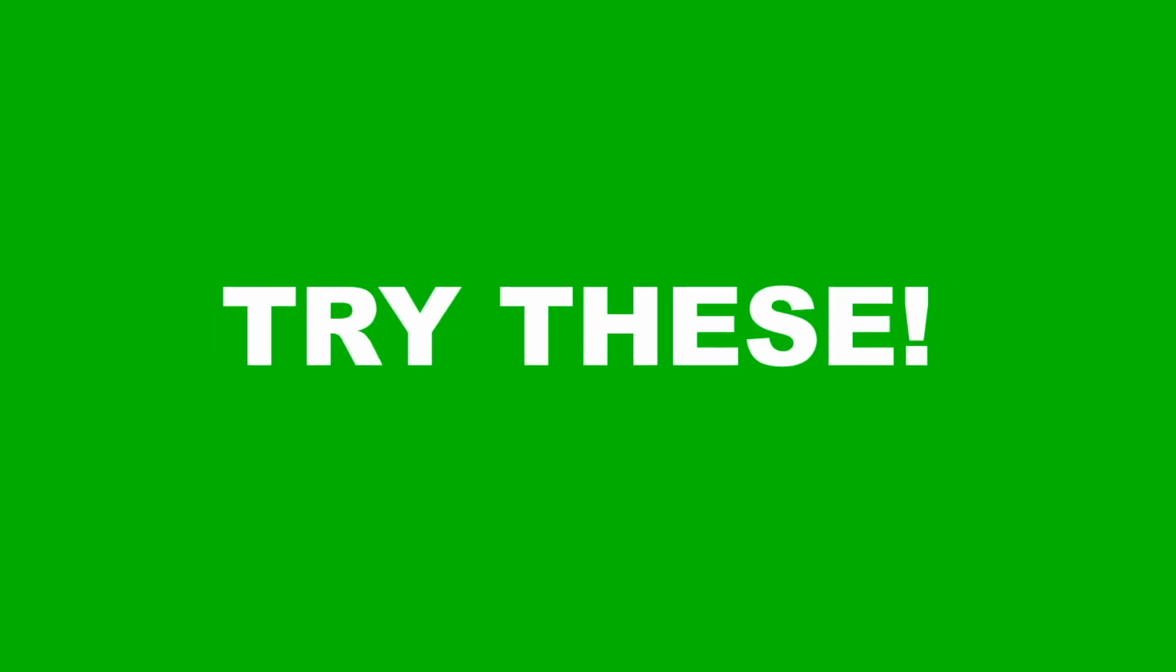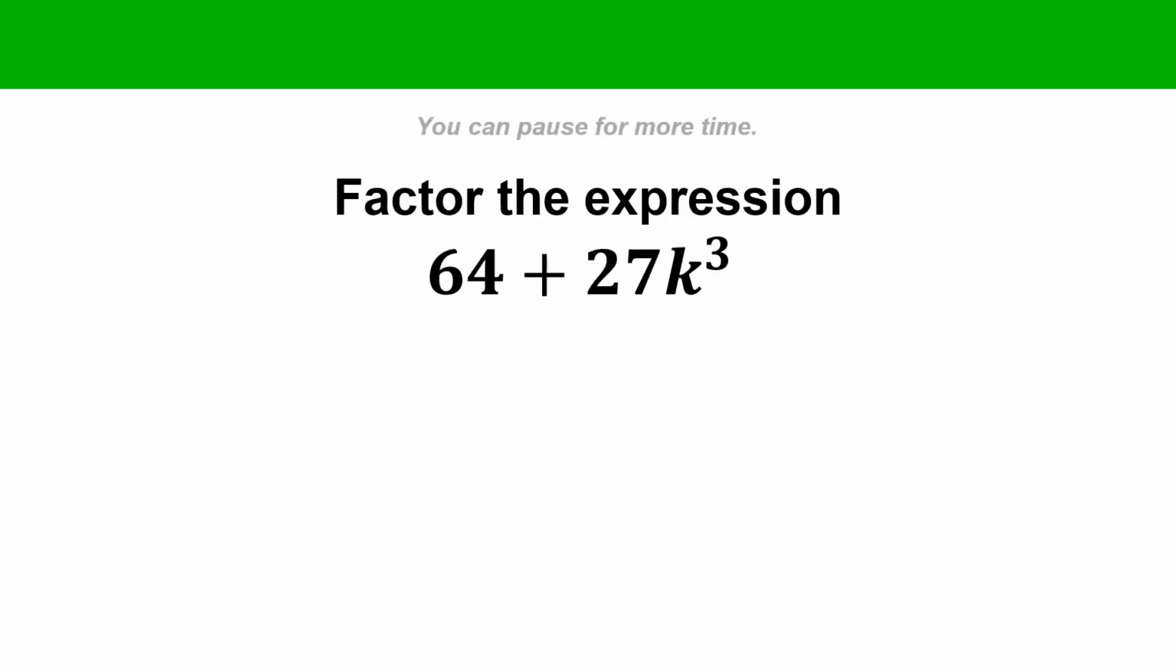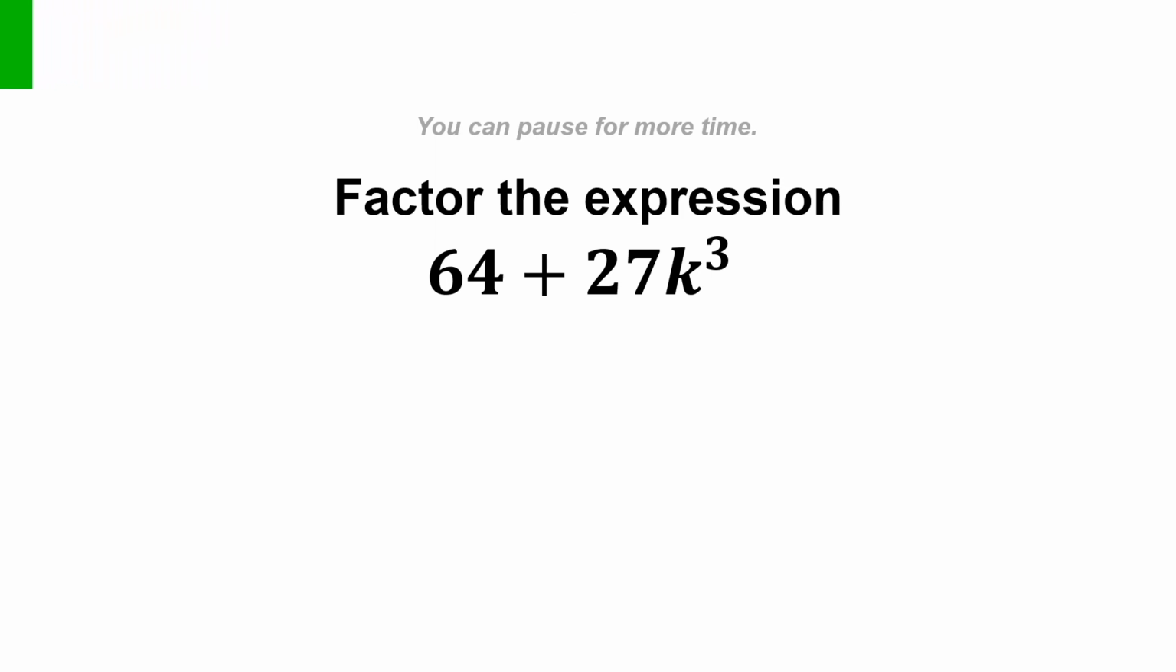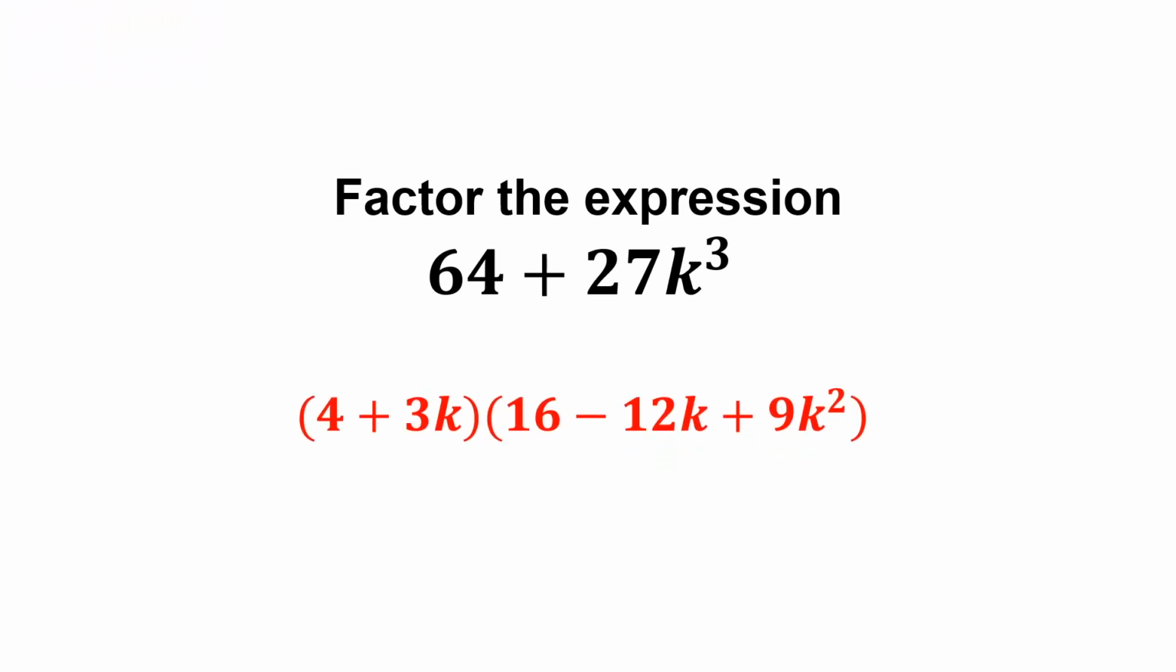Now, try this. Factor the expression 64 plus 27k cubed. The factored form is the quantity 4 plus 3k times the quantity 16 minus 12k plus 9k squared.